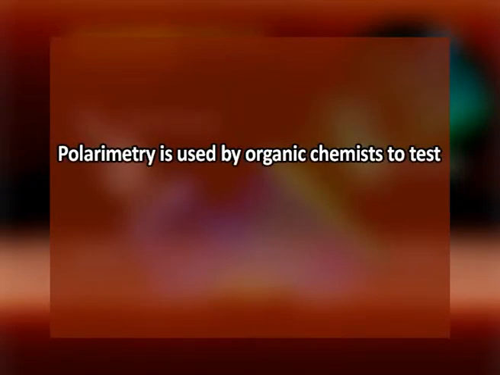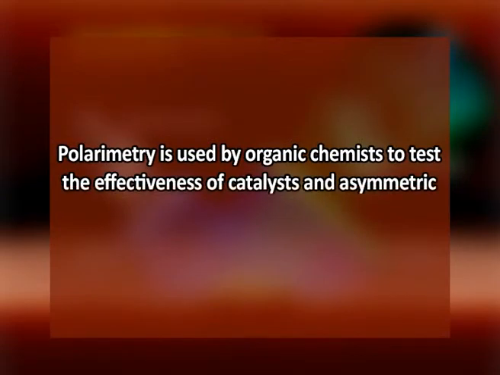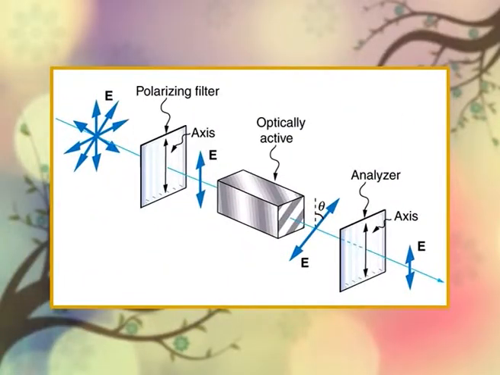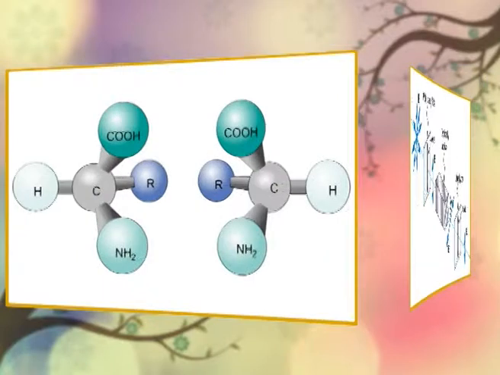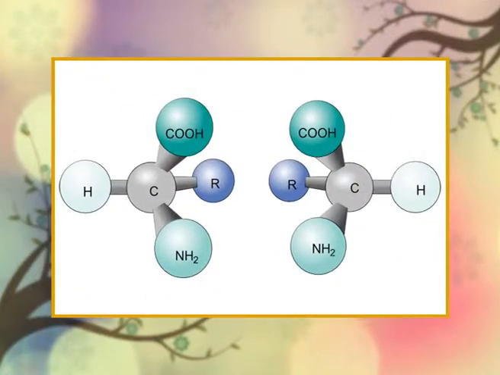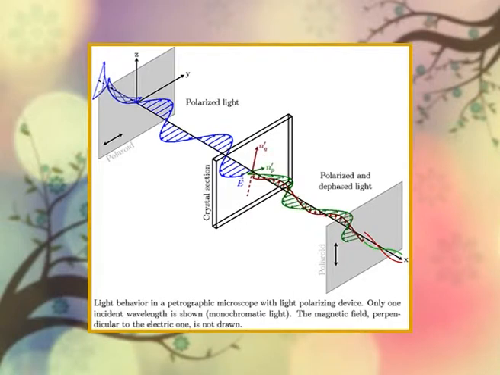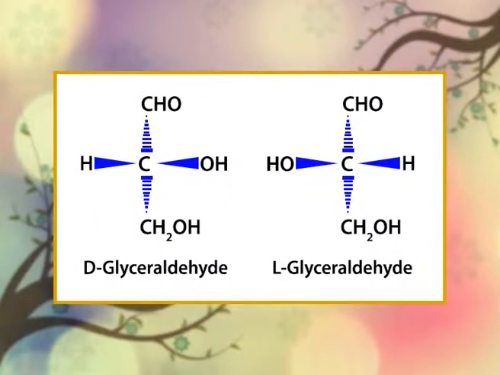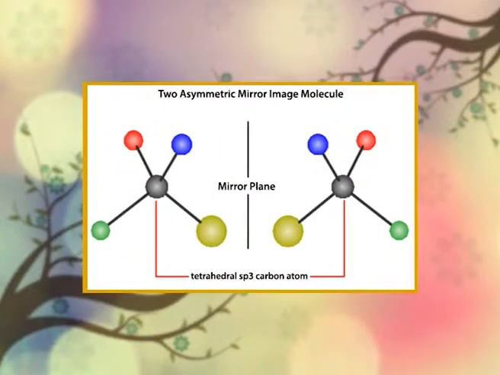Polarimeter is used by organic chemists to test the effectiveness of catalysis and asymmetric synthetic processes. Many optically active chemicals such as tartaric acid are isomers. A polarimeter can be used to identify which isomer is present in the sample. If the polarized light is rotated to the left, it's a levorotatory isomer, and if rotated to the right, it's a dextrorotatory isomer. It can also be used to measure the ratio of these enantiomers in the solution.